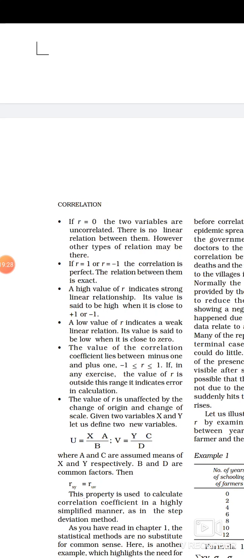Given two variables x and y, let us define two new variables. This property is used to calculate the correlation coefficient in a highly simplified manner, as in the step deviation method.